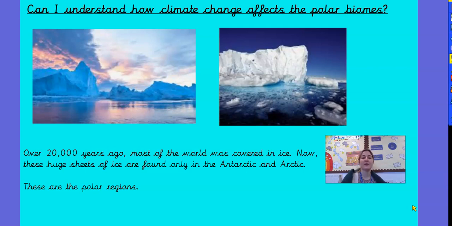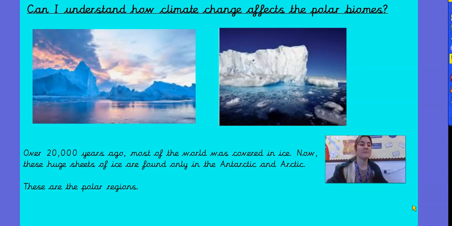So we're going to be focusing on the polar biomes again, and we're actually going to be looking at climate change this time. We're going to be looking at how climate change can affect the polar biomes and why that might be important and why that might be something for us to think about.